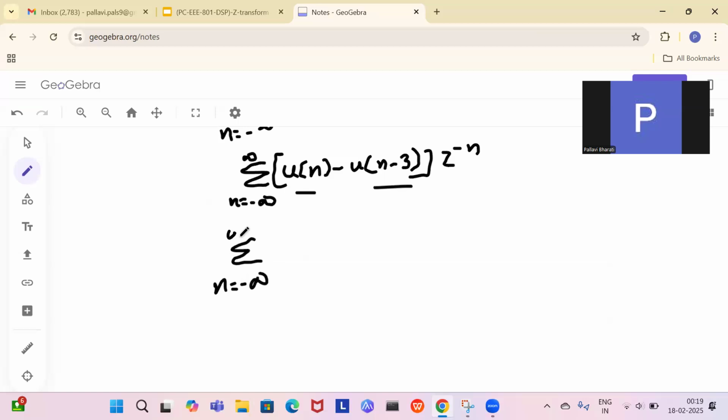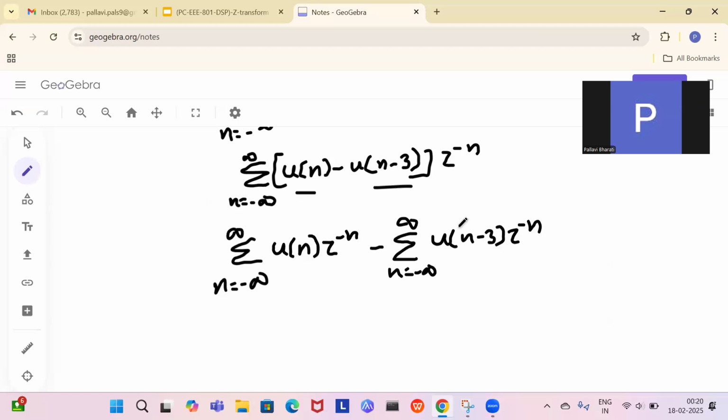So the linearity property says that the two signals, u[n] and u[n minus 3], can be separately written with their respective Z transforms, and the respective Z transforms when written together will be the overall Z transform of the signal. So the summation from n equals minus infinity to infinity of u[n] z to the power minus n, minus the summation from minus infinity to infinity of u[n minus 3] z to the power minus n.